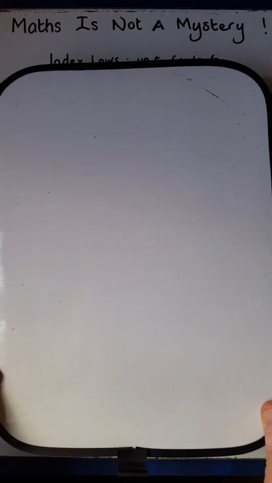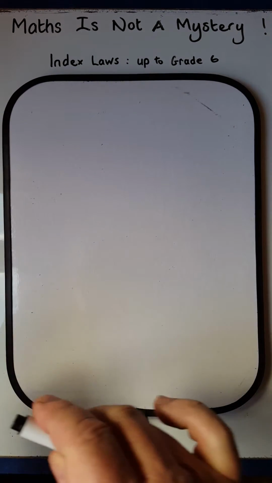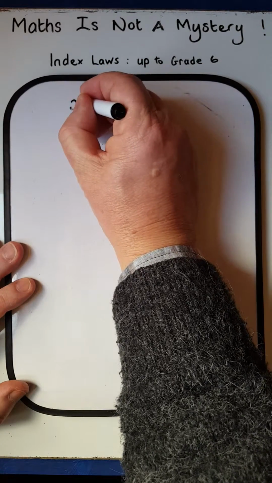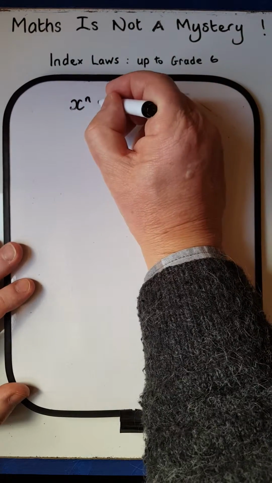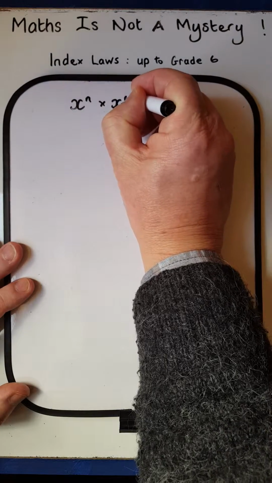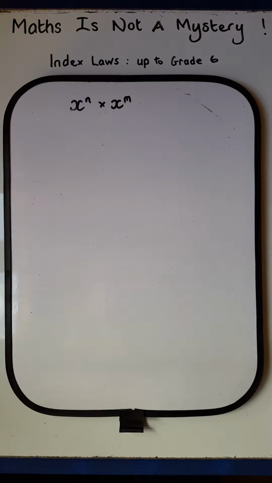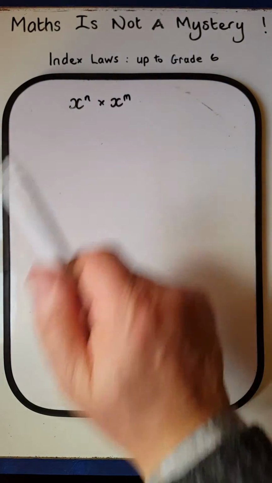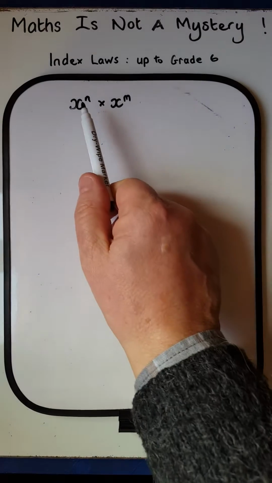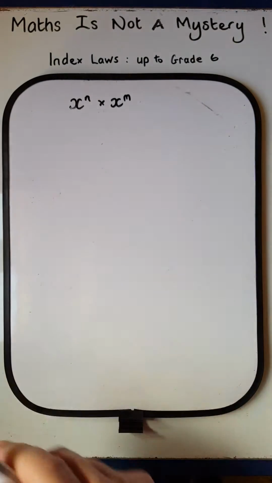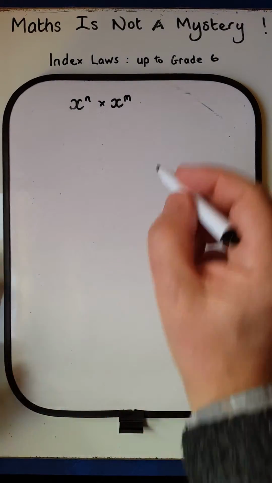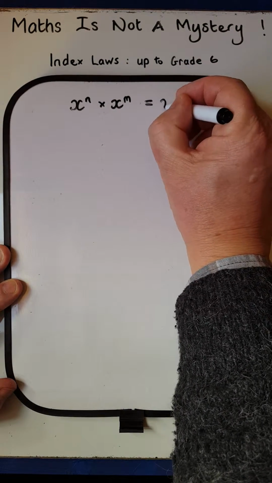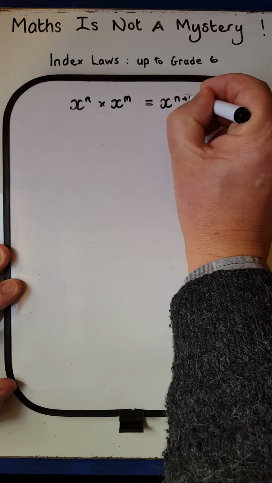Okay, let's start with some fairly easy index laws that start to make sense straight away. So I'm going to write this one down. X to the power n times x to the power m. Now remember that these are already multiplication things, aren't they? These little index numbers are multiplications. They're telling us how many times we multiply x by. The law for this one says that the answer is x to the power n plus m.